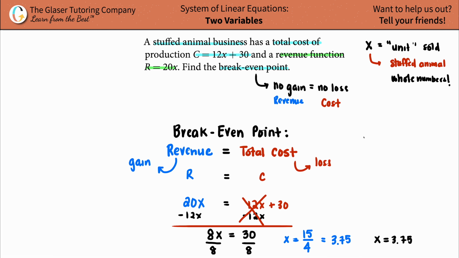But if we're talking about it in terms of an actual unit sold, you can't sell 3 and 3/4 of a unit. You have to round up. Always round up when you're talking about break-even points. You can't round down because technically at 3, you would still be at a loss. So you would need to sell 4 units. But the general amount is the 3.75.